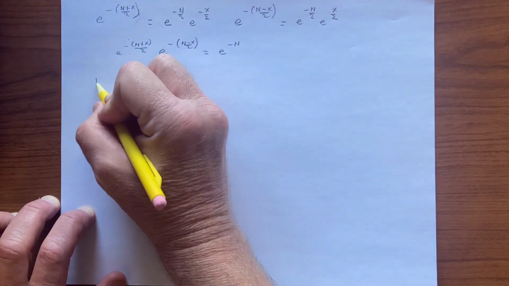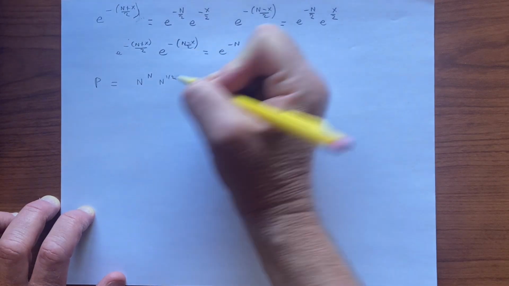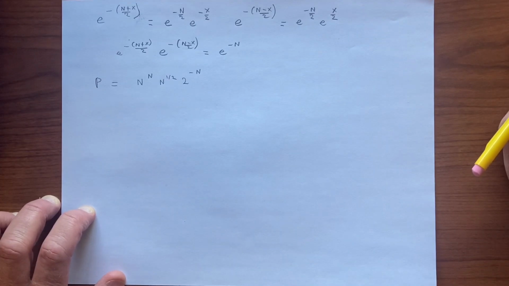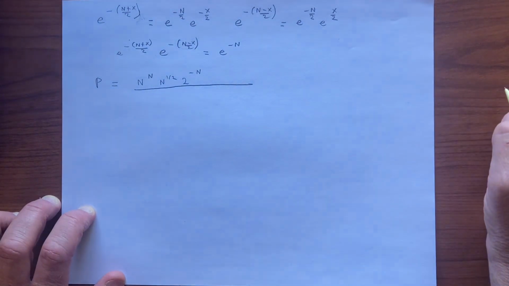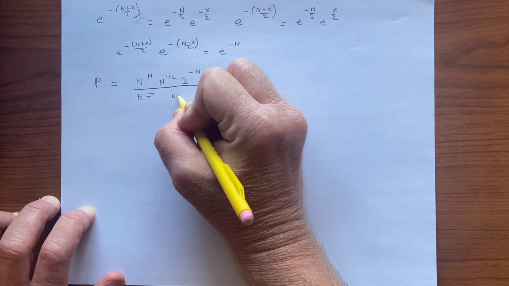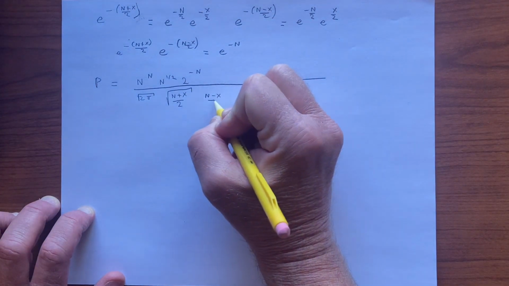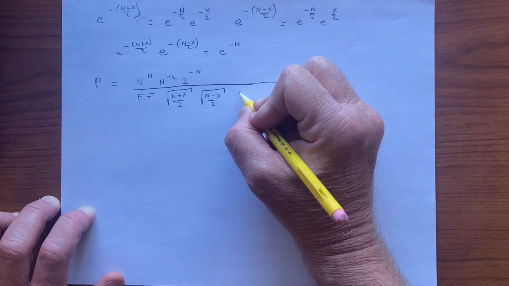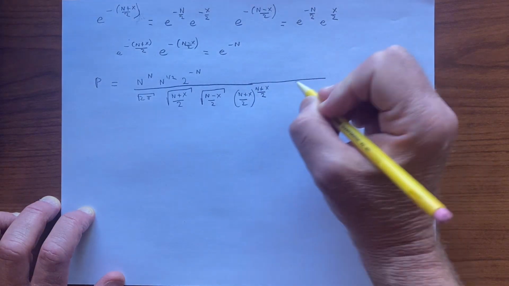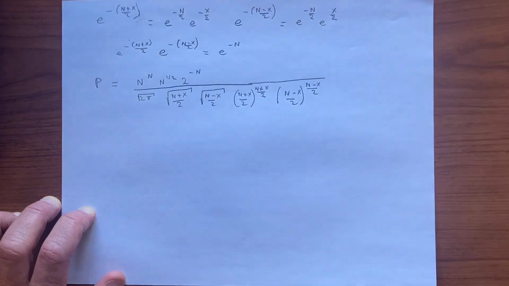And so our expression becomes p is equal to n to the n to the 1/2 to the minus n, we have 2 pi square root of (n plus x)/2, square root of (n minus x)/2, times (n plus x)/2 to the (n plus x)/2 times (n minus x)/2 to the (n minus x)/2.